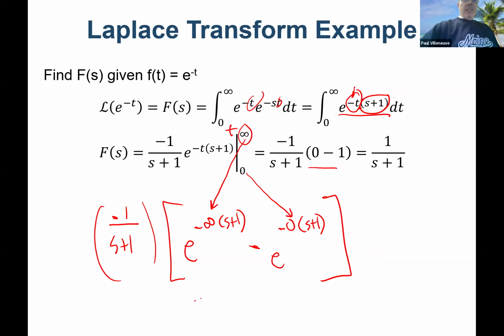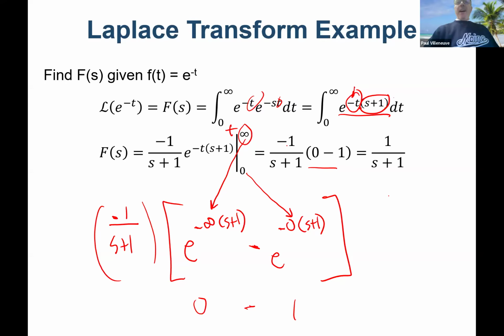So I've got 0 here. And what is e to the minus 0 times s plus 1 going to be? 1. So I have -1 over s plus 1 times the quantity 0 minus 1. And now it evaluates to 1 over s plus 1.